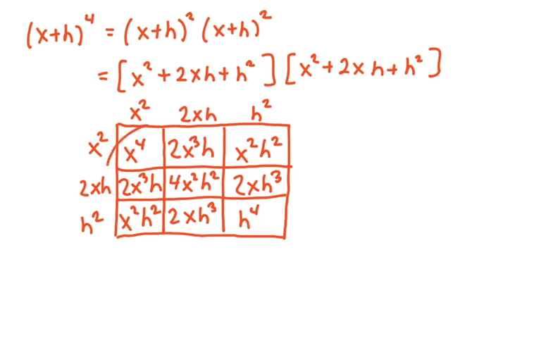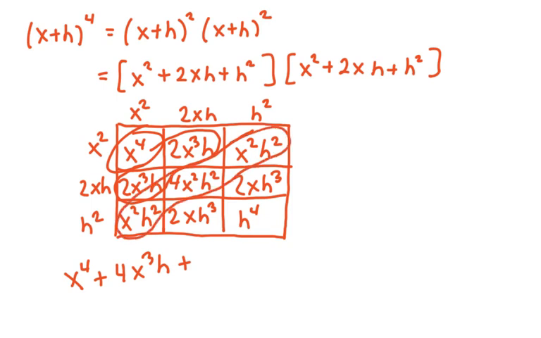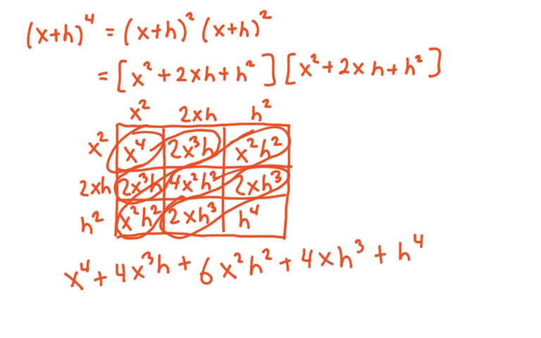And then I'm just adding diagonals. So I get x to the fourth. Notice how these are the same, like terms. I get plus 4x cubed h, and then I'm going to add these guys up. 6x squared h squared plus 4xh cubed plus h to the fourth. And that's a nice way to add up.